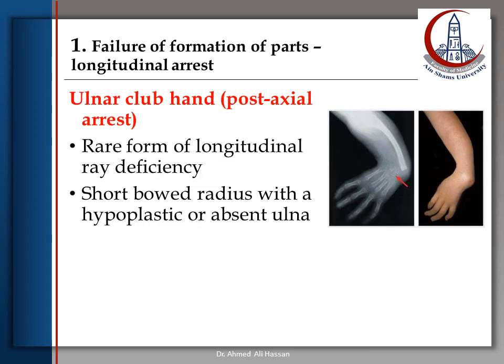The other type, ulnar club hand, is more rare than the radial club hand. Let's call it the post-axial arrest. Ulnar club hand, post-axial arrest, is a very rare form of longitudinal ray deficiency, and it's characterized, as we see in the pictures, by a bowed radius with a hypoplastic or absent ulna.